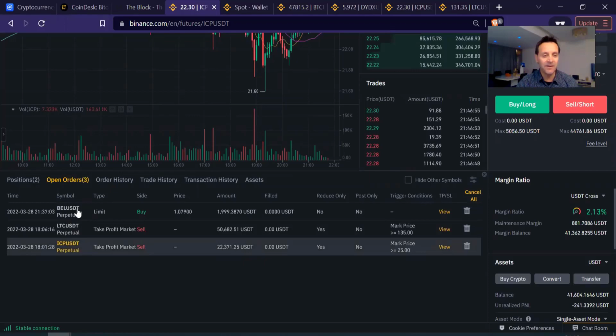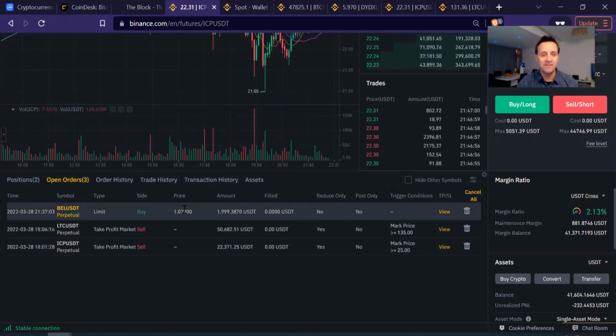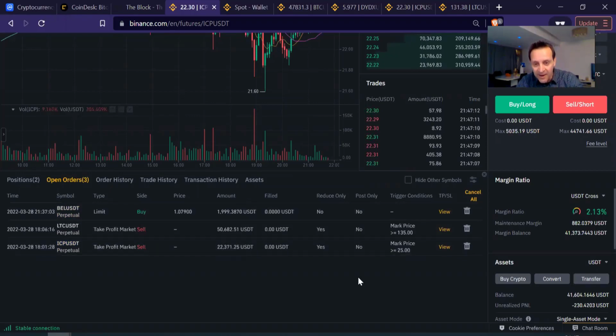So here I have the bell that we still didn't buy because this coin didn't go to 0.079. At this moment, it's a little bit higher still. So we didn't buy it, we're waiting. On these two orders, we already bought the coin, at which price?